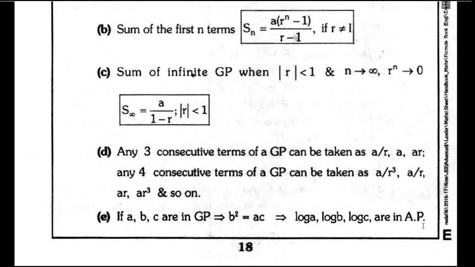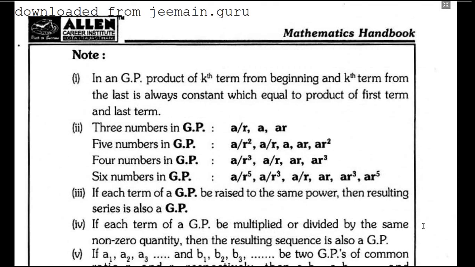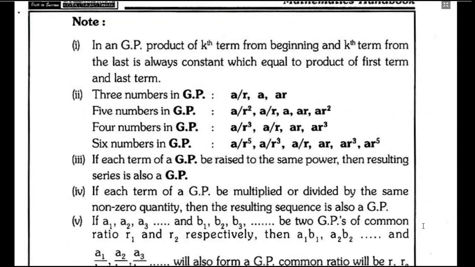If a, b, c are in GP, then b square will be equal to ac. This is also called the geometric mean. b square equal to ac. Then log a, log b, log c are in AP. Okay. Now note, in a GP, the product of kth term from the beginning and kth term from the last is always constant, which is equal to the product of the first term and last term.